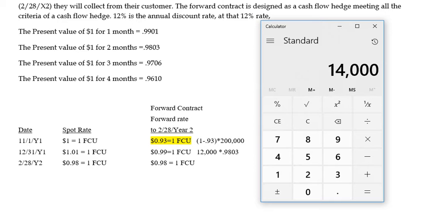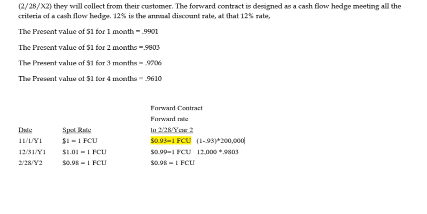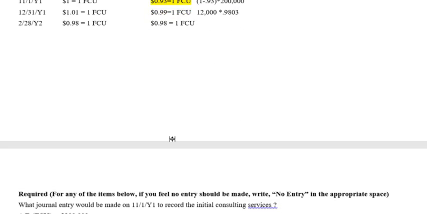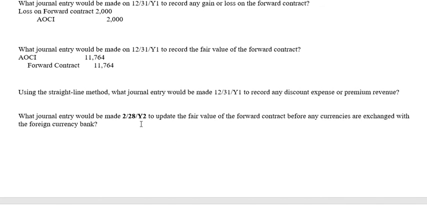4 months, 2 months. Year-end hits 2 months after, right? 11/1, all of November, all of December. I need 2 months now and 2 months when this settles. 2 months at year-end and 2 months at 2/28. So I'm going to have a discount expense, 7,000, credit AOCI. Discount expense, and it was 7,000.